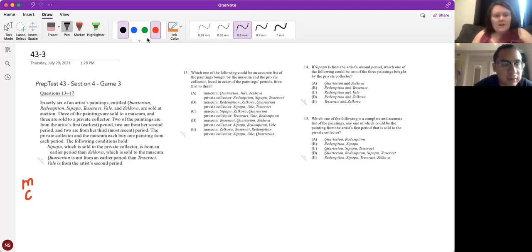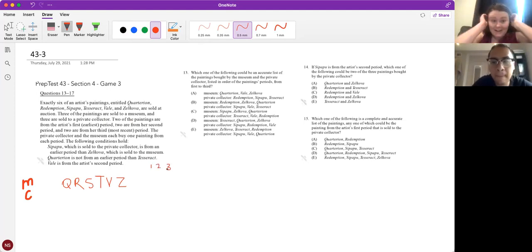All right, and then our 6 artists are Q, R, S, T, V, and Z. And then between each of these, they're either going to be from the first period, the second period, or the third period, right? So we have a lot going on. This is a harder game for sure. So let's go ahead and start with rule number 1. What is that saying?